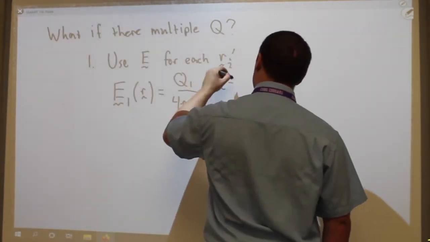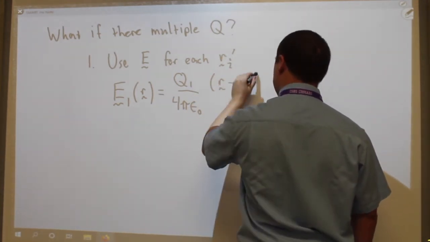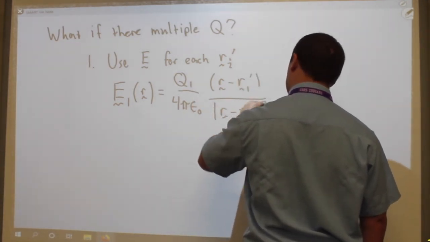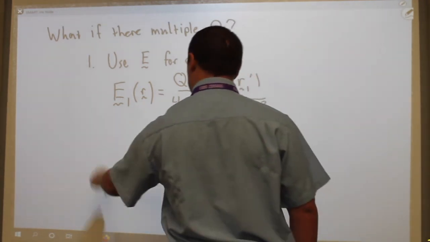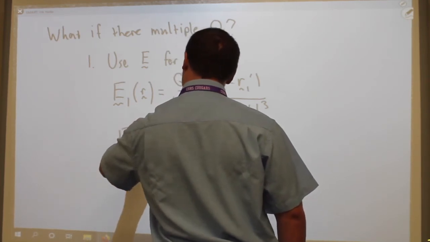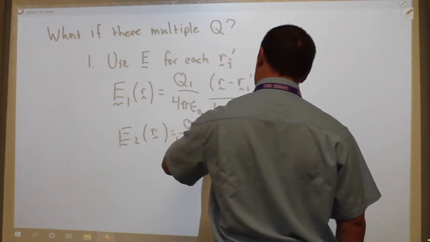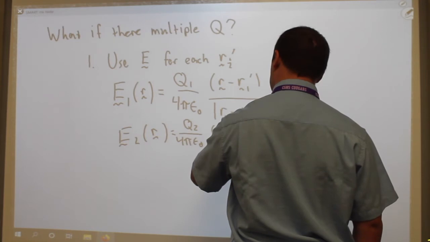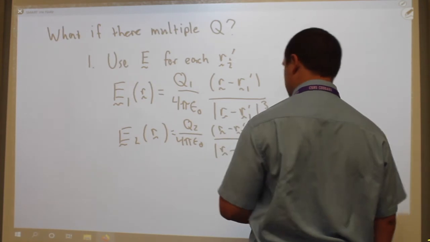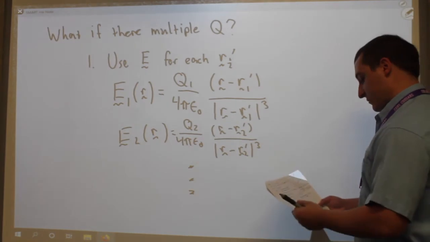And then I just get R minus, remember it's the R prime that depends on Q, so I get R1 prime over R minus R1 prime cubed. And for the second charge, I get another electric field, Q2 over 4 pi epsilon naught, R minus R2 prime over R minus R2 prime cubed, and so on, for however many charges I have.